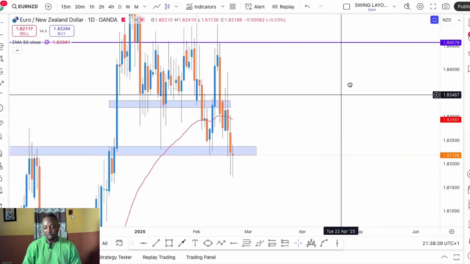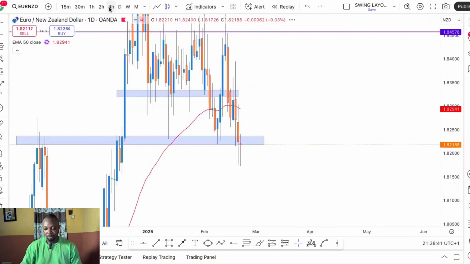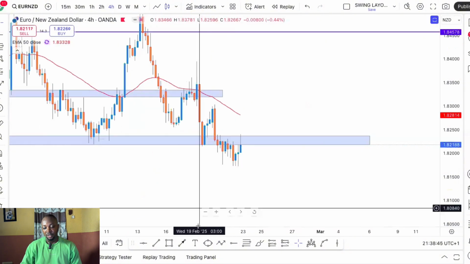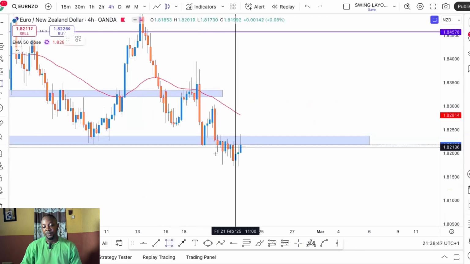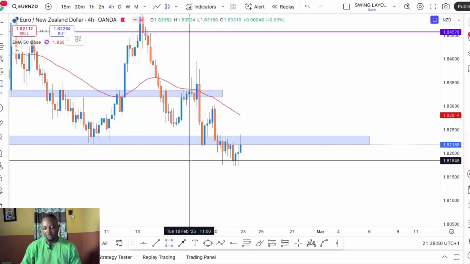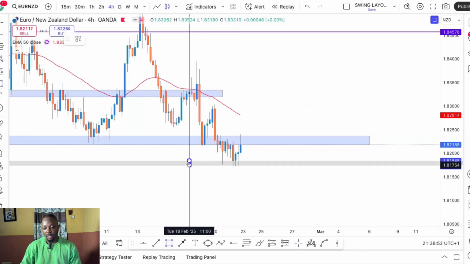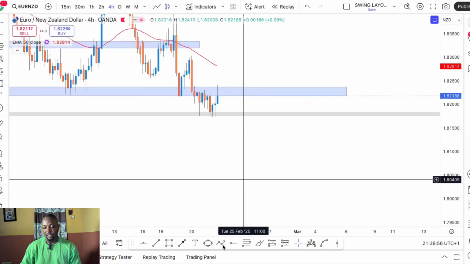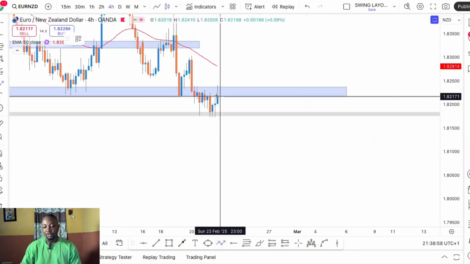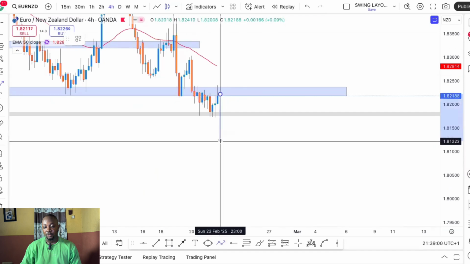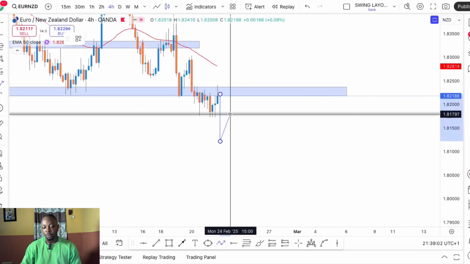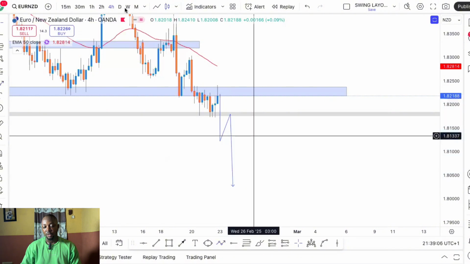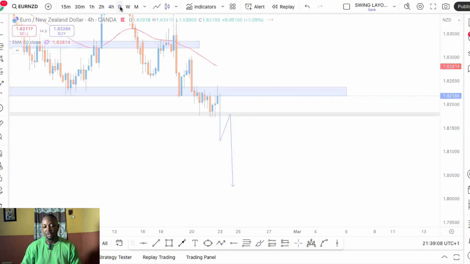NZD USD. I'm bearish on NZD USD. However, the price action here is not really clean, so I'm really not going to. I'm probably going to be waiting for the market to take out this level over here. After this consolidation that is currently forming, I want the market to come take out this level, test, then proceed to the downside.